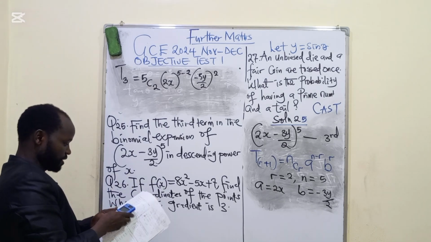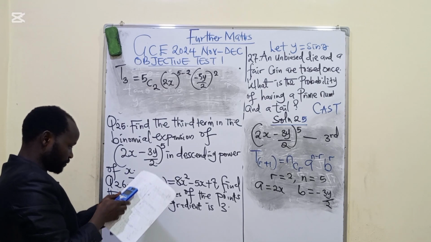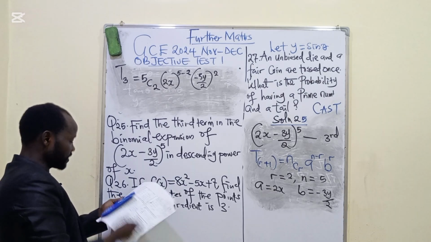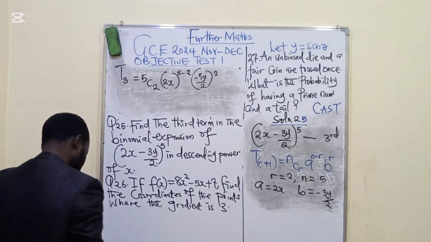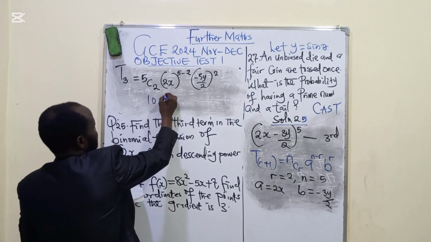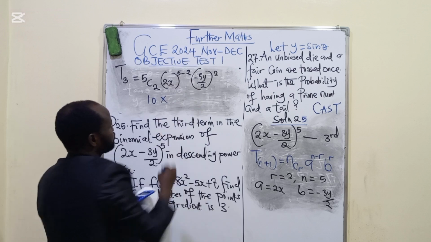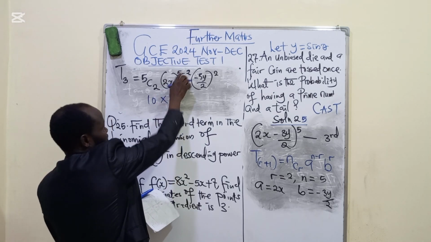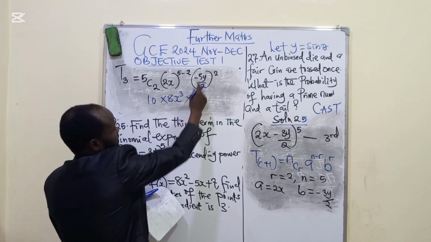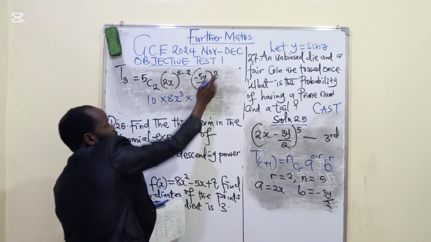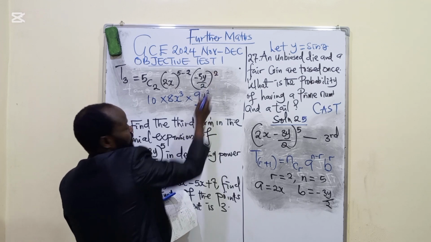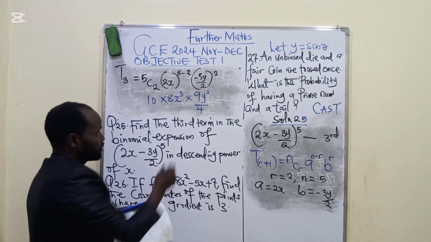Let's use our calculator. 5 combination 2, what do we have? 10. So here, sorry for that interruption. So we have 10 times 5 minus 2 is 3. 2 power 3 is 8. x power 3, times minus 3y power 2, that will be 9y squared, divided by 2 power 2 is 4. Very important.